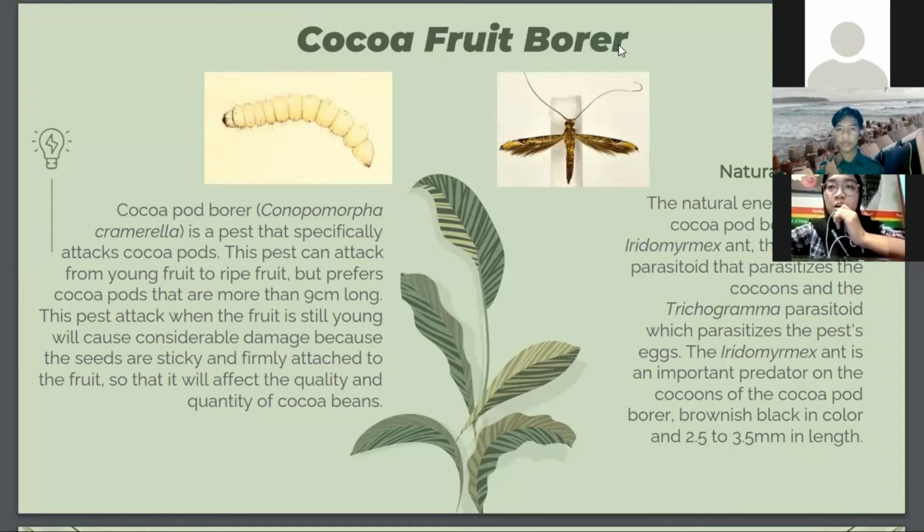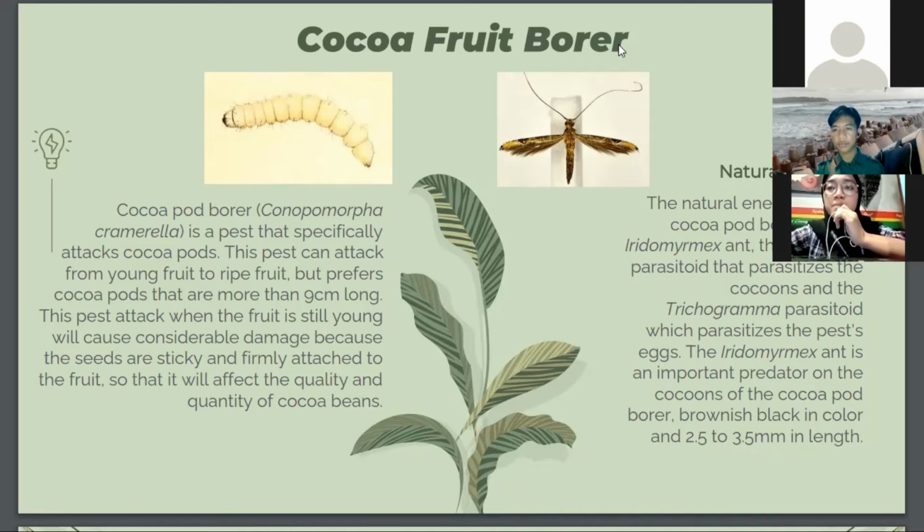The first is the cocoa fruit borer. Cocoa pod borer, or Conopomorpha cramerella, is a pest that specifically attacks cocoa pods. This pest can attack from young fruit to ripe fruit, but prefers cocoa pods that are more than 9 centimeters long. An attack when the fruit is still young will cause considerable damage because the seeds are sticky and firmly attached to the fruit, so it will affect the quality and quantity of cocoa beans.